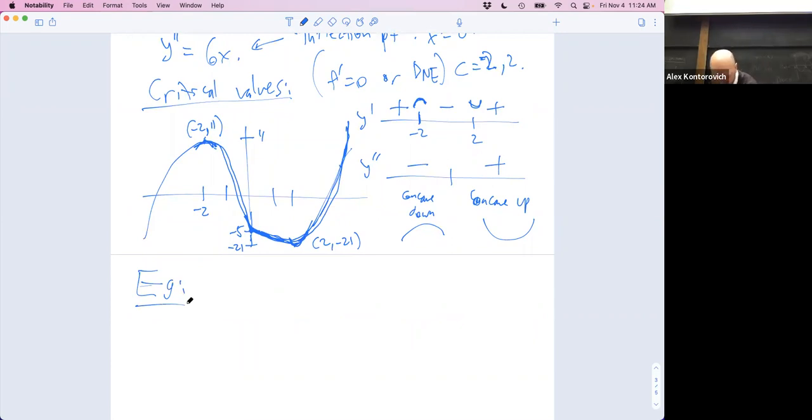Here's a good one. All right, let's test our mettle a little bit. y is equal to, or f of x is equal to (x plus 1) squared over 1 plus x squared. Okay, so this is not a polynomial.